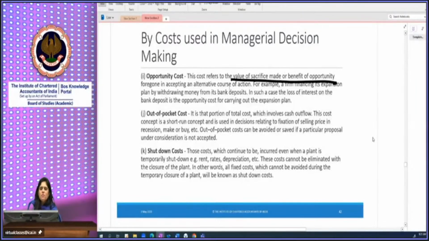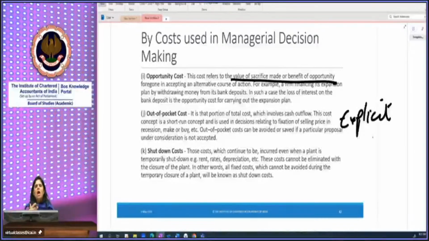Out of pocket cost. Out of pocket cost is also called as explicit cost. Explicit means which there will be a cash outflow. So out of pocket cost means whatever decision you are making, all right, whatever there will be cash outflow or not. So that is out of pocket cost. For example, let us say we want to make any order, and we have a meeting with the clients. So if that meeting will be successful, what all out of pocket costs will be incurred, and if that meeting is not successful, what will be the out of pocket cost in the other scenario?